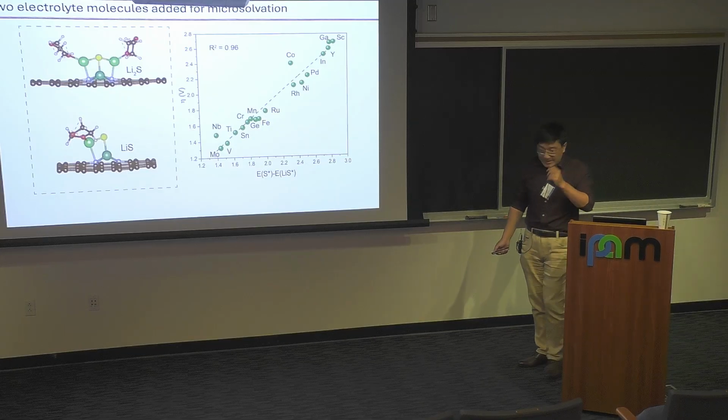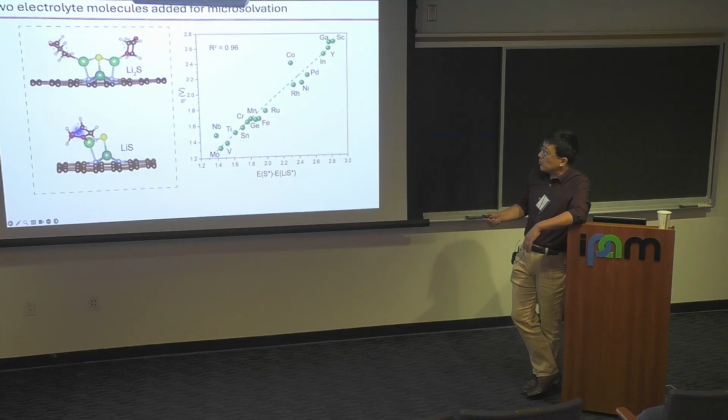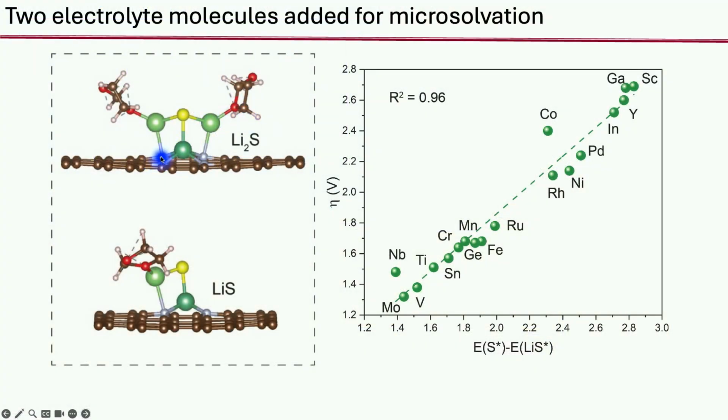So how about the electrolyte? In this case, we did the microsolvation. We introduced two different electrolyte molecules. This is ethylene carbonate. Because they have oxygen, each oxygen will form a strong bond with the lithium. We did the same calculation of the overall potential and plotted here. Even though the absolute value changes, the general trend is there.